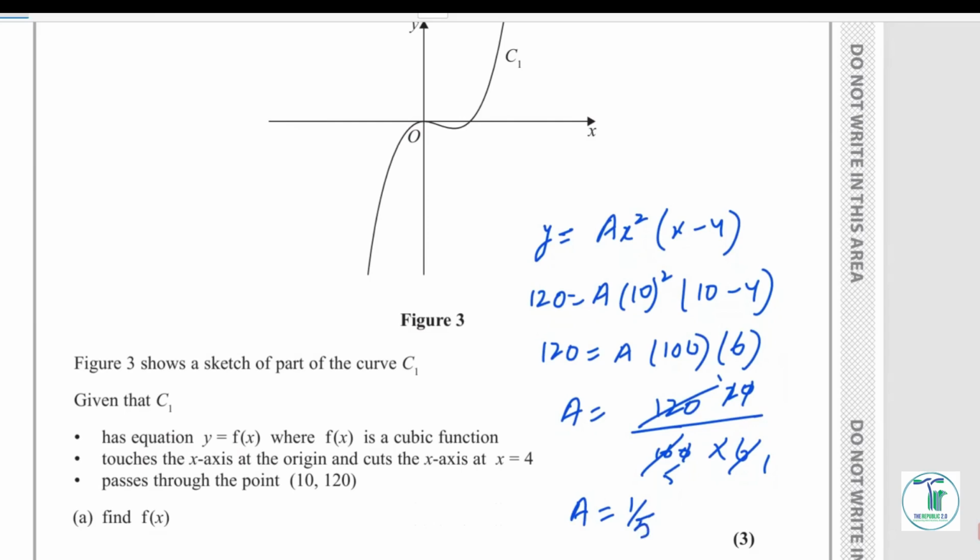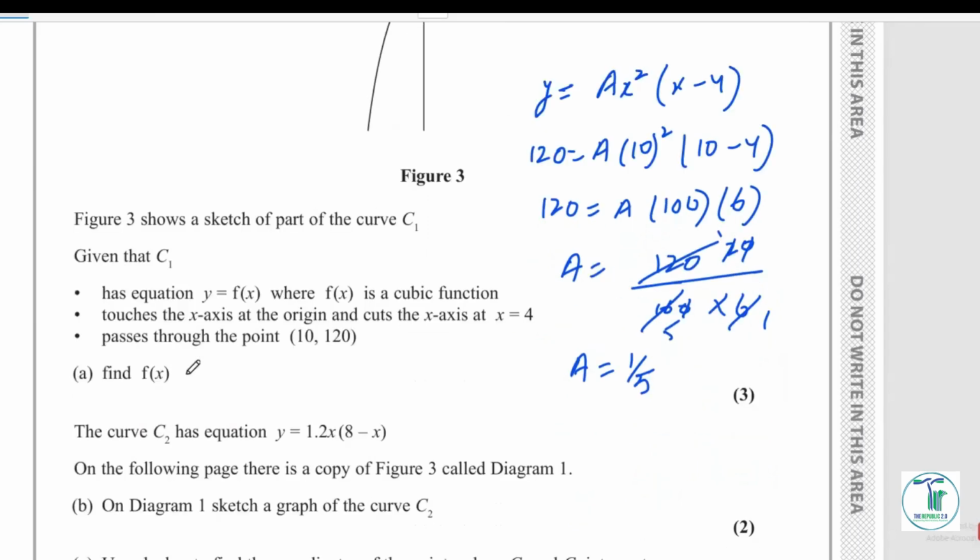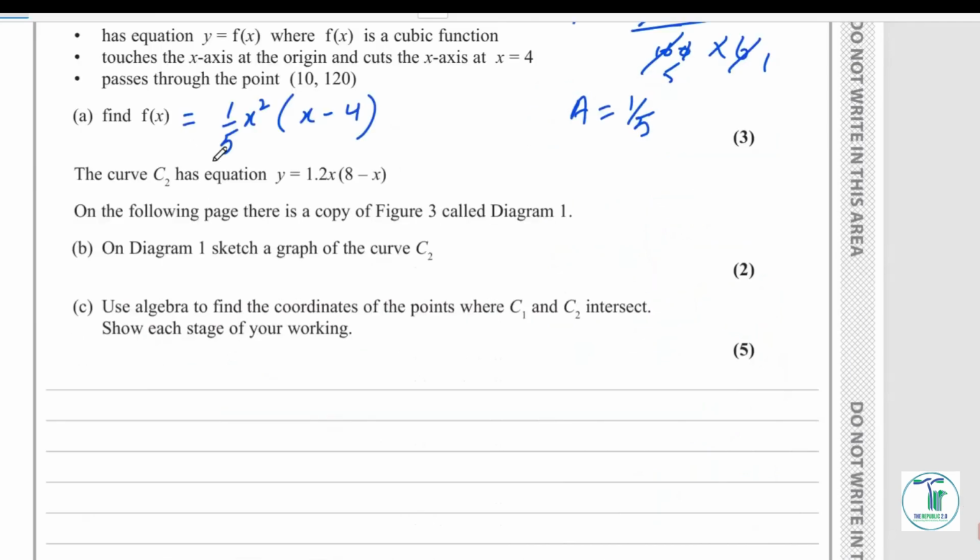So what is going to be f of x? f of x is going to be one fifth x squared times (x minus 4). And now I've got the curve C2. It has the equation y equals 1.2x times (8 minus x). You can easily see that this is a quadratic function. On the following page, there is a copy of Figure 3 called Diagram 1. On Diagram 1, sketch the curve C2.